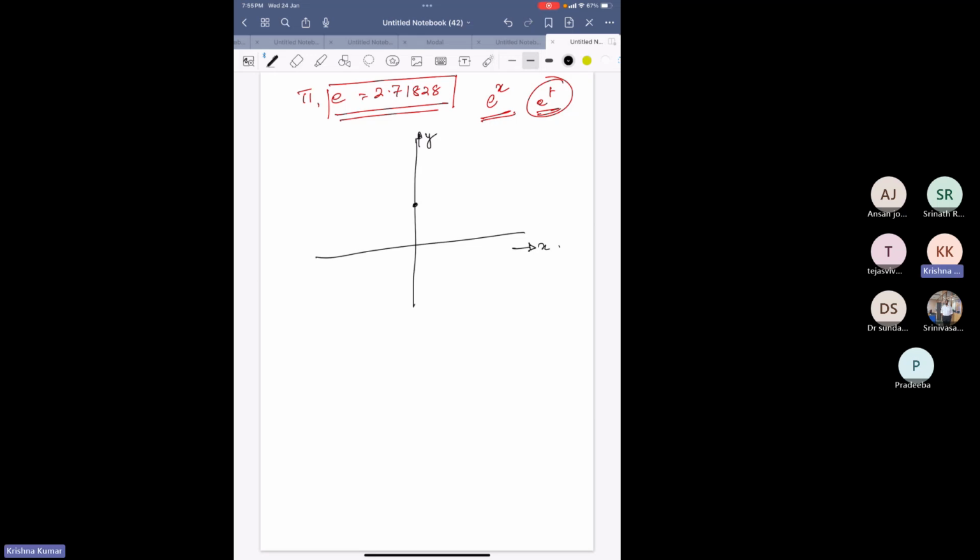Right? So if x is positive, it will be like this. We call this exponentially increasing. When x is negative, it will be like this, exponentially decreasing. So y is equal to e power x, y is equal to e power minus x.